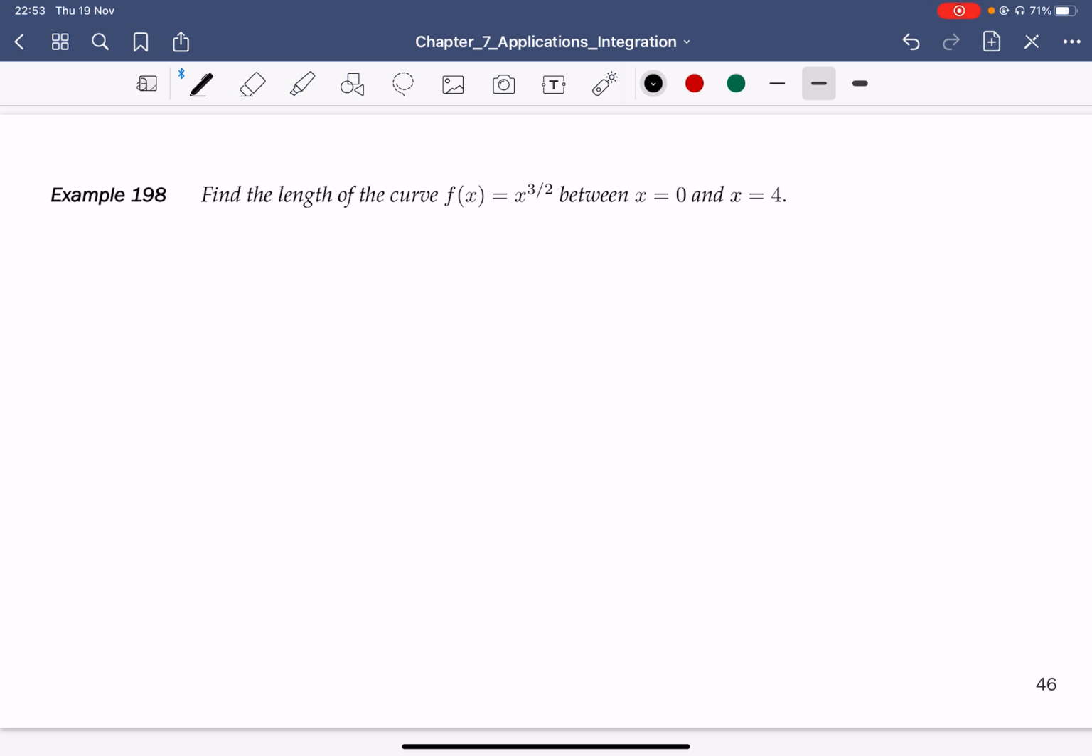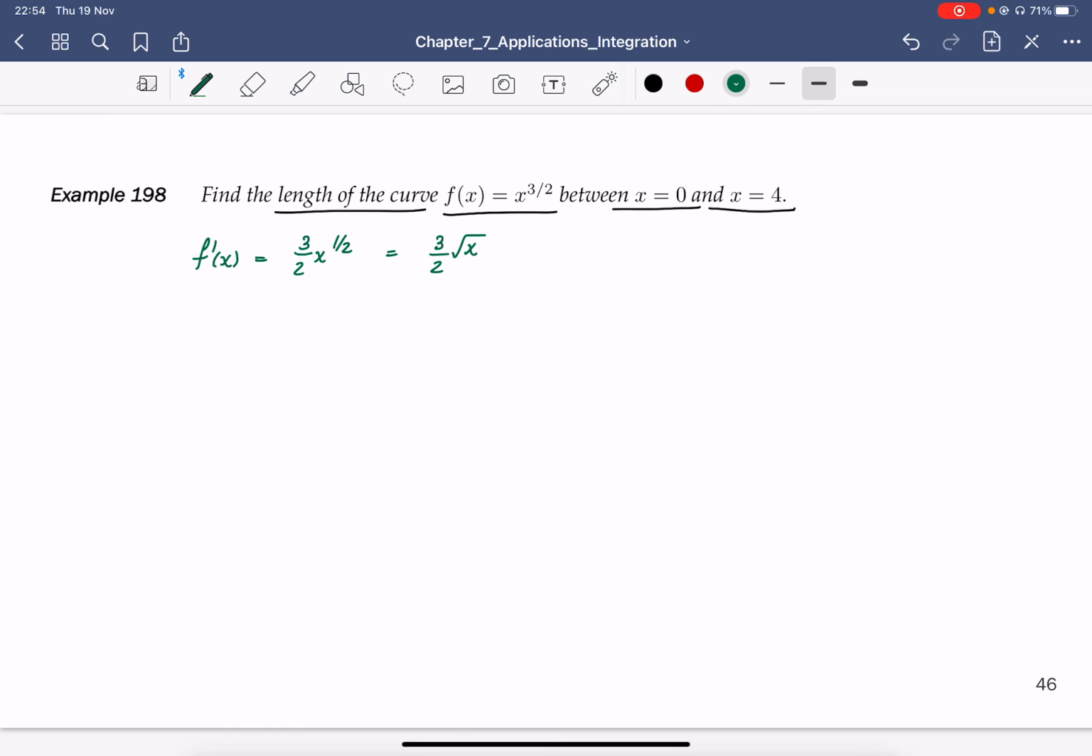All right, so for this question, we have the curve f(x) equals x to the 3/2. We want to find the length of the curve between x equals 0 and x equals 4. So we're going to start by differentiating that. We get 3/2 x to the 1/2. Now we can see that this is actually 3/2 square root of x.